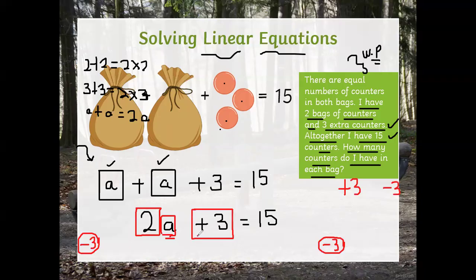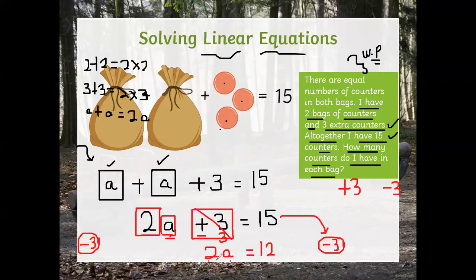So what happens? Plus 3 minus 3, this will cancel off, leaving you just with 2A, but equals to, what is 15 minus 3? It's 12. Got it? Now, we have 2 times A is equal to 12.